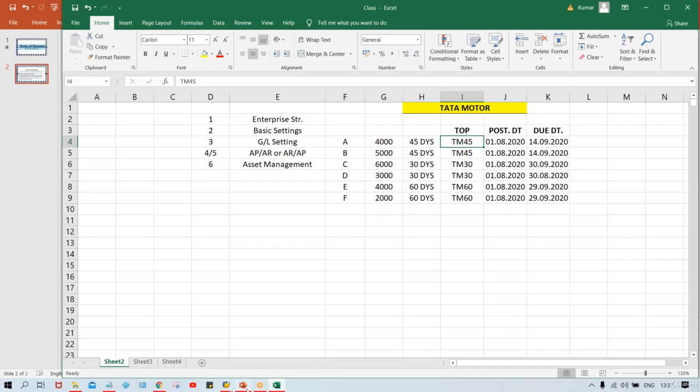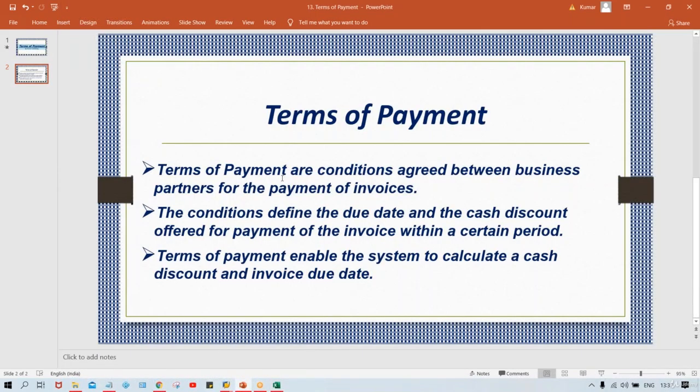Now I'll come back to the PPT once again. Look here, terms of payment are the conditions agreed between business partners. I told you it could be a vendor and it could be customers as well, right? The same thing we are discussing in terms of vendors will happen with customers also, because we purchase or procure things on credit basis. What about the customers? They are also expecting the same thing from us, right?